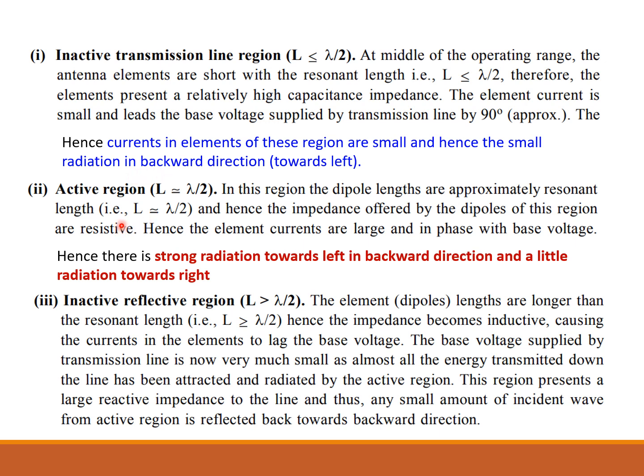Now the active region is the region of our interest, where length is equal to lambda by 2. The impedance offered by the dipoles in this region is resistive, and the element currents are large and in phase with the base voltage. So what happens here? There is a strong radiation towards the left in the backward direction and very little radiation towards the right.